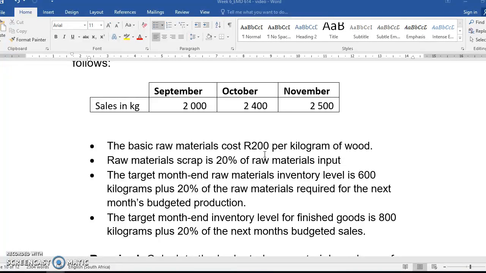The target month-end raw material is 600 plus 20% of the raw materials required for the next month's production. Okay, so month end just means the closing inventory of raw material must be 600 plus 20% of the next month, and the target month-end inventory level of finished goods is 800 plus 20% of the next month's budgeted sales. Now, I just want to stop there and remember two things.